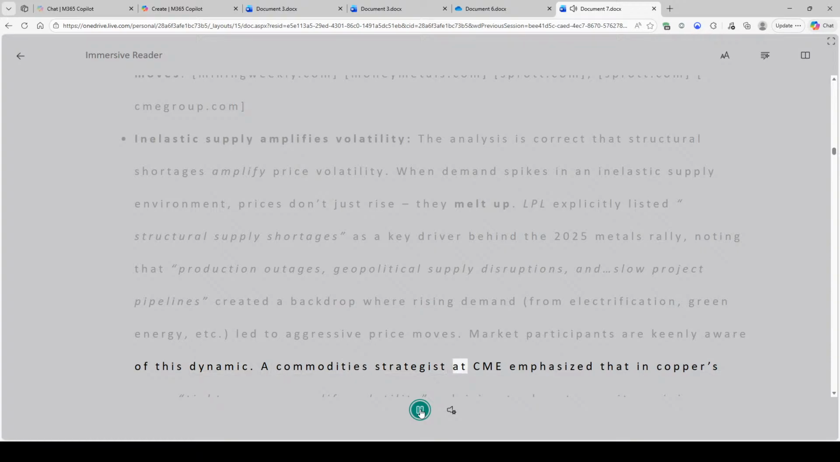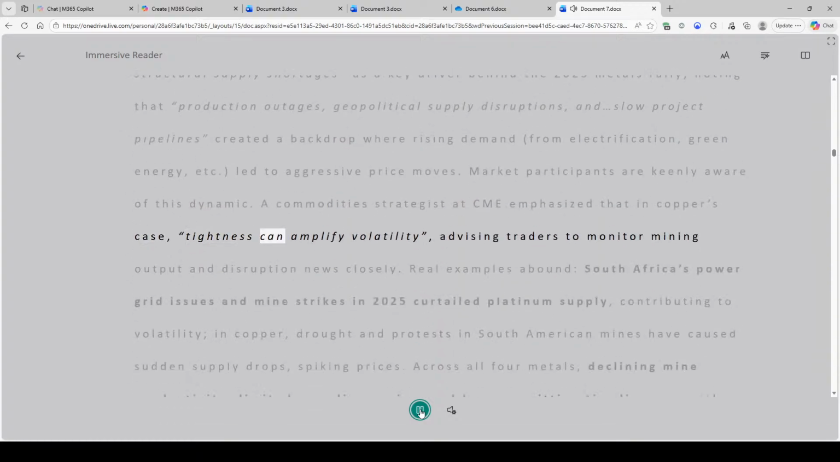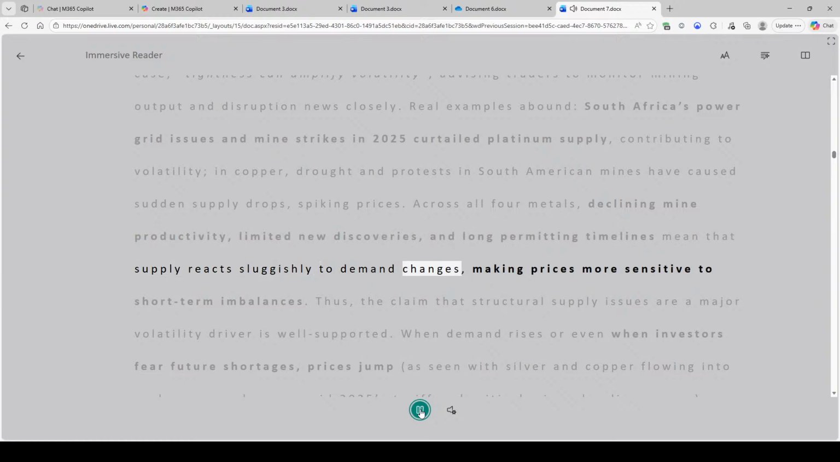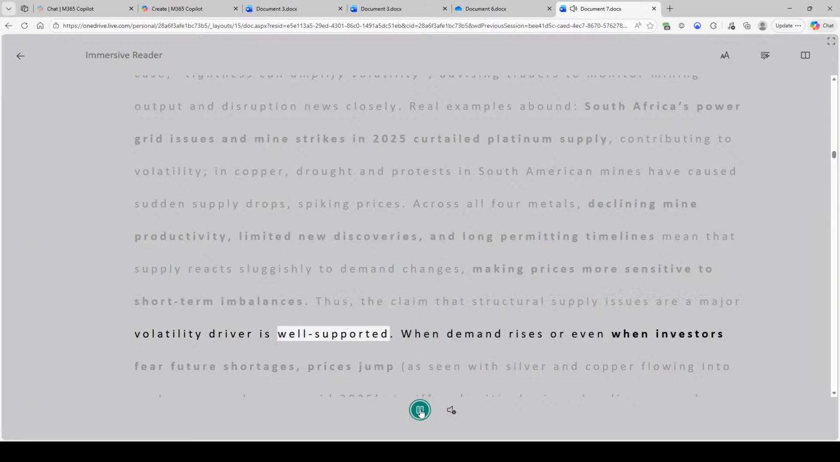A commodities strategist at CME emphasized that in copper's case, tightness can amplify volatility, advising traders to monitor mining output and disruption news closely. Real examples abound. South Africa's power grid issues and mine strikes in 2025 curtailed platinum supply, contributing to volatility. Drought and protests in South American mines have caused sudden supply drops, spiking prices. Across all four metals, declining mine productivity, limited new discoveries, and long permitting timelines mean that supply reacts sluggishly to demand changes, making prices more sensitive to short-term imbalances. Thus, the claim that structural supply issues are a major volatility driver is well supported.